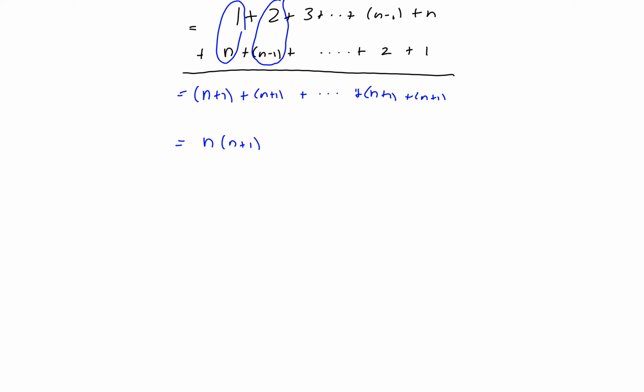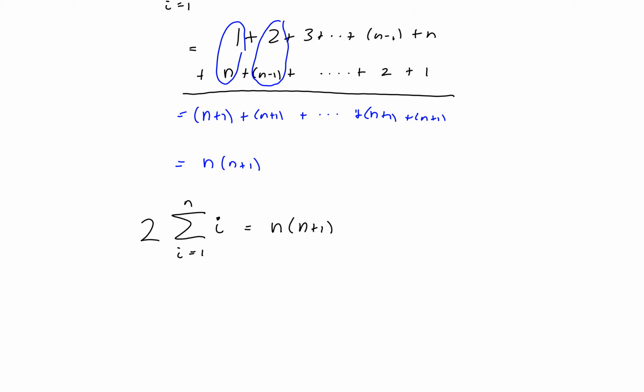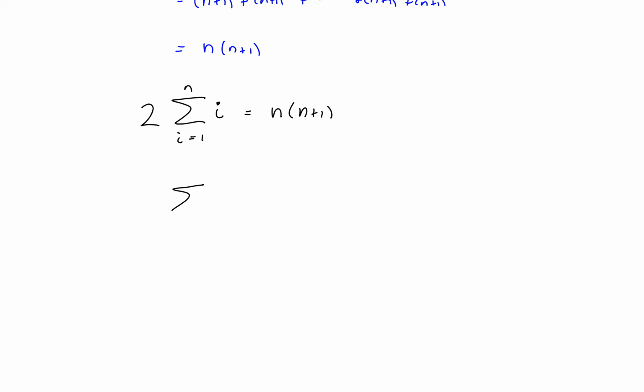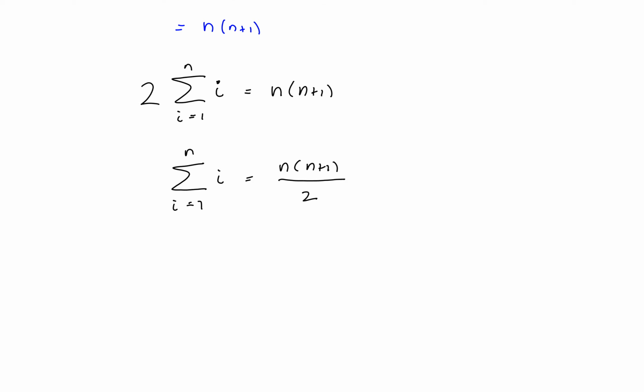So what we've shown is if I look at 2 times the sum from i equals 1 to n of i, I get n times n plus 1. So to get what I'm interested in then, I just divide both sides by 2. And that gives me my second formula that I was interested in. Okay, so we saw we had to use a little trick here to get this, but it wasn't terrible.